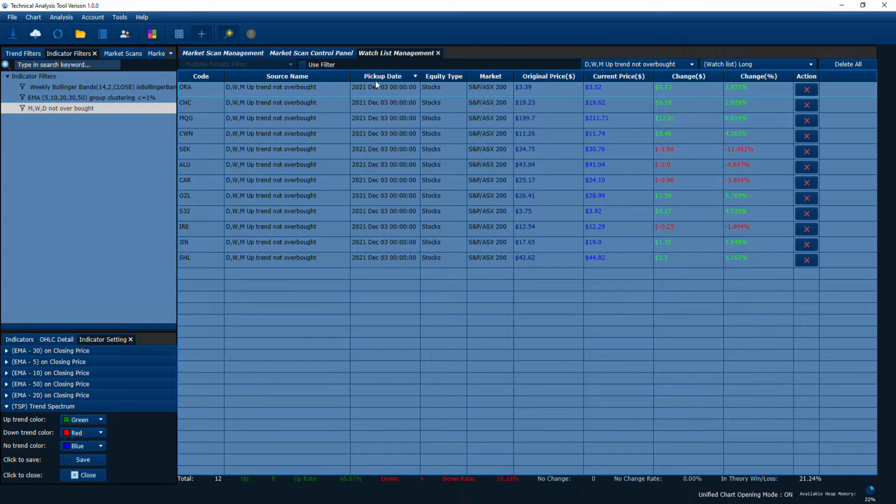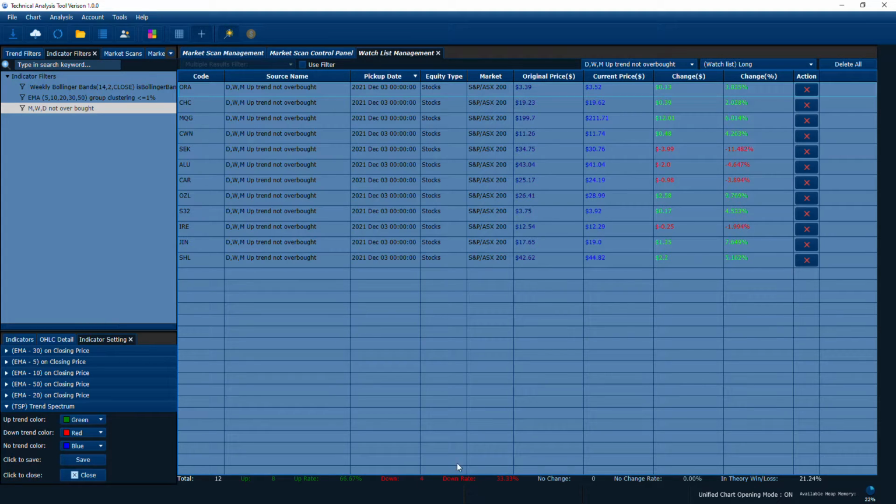December. So we add all of them in the watch list, because when I add them in, I can take a look at those statistic numbers. Okay.